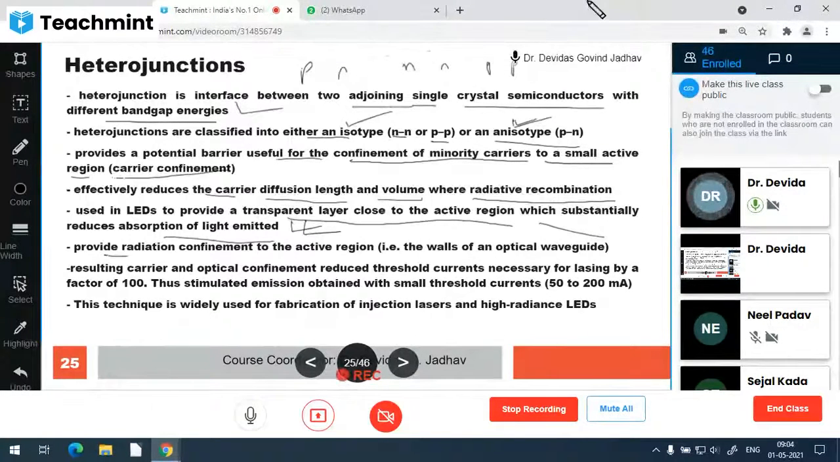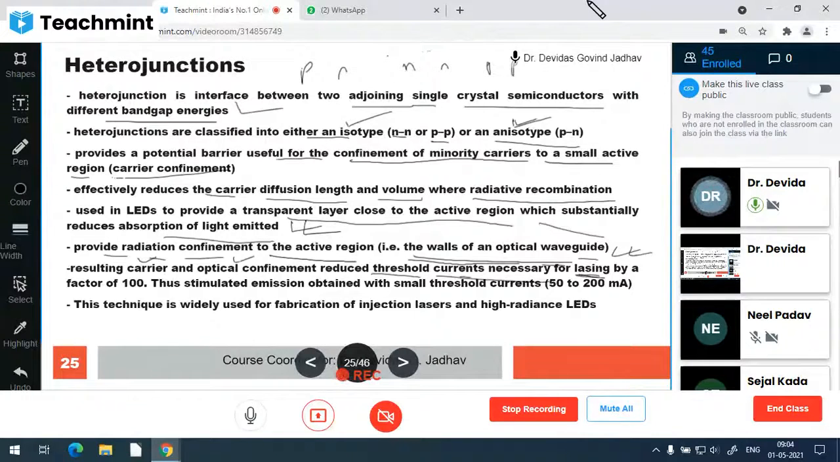It provides the radiation confinement. Radiation confinement is also provided so that whatever output photons are there do not go outside the active region into other regions. And the walls of the optical waveguide are created. So optical waveguide walls means a core and cladding structure is created. Resulting carrier and optical confinement, both the confinements, reduce the threshold current necessary for lasing action.